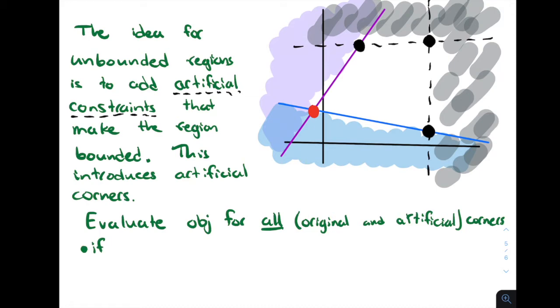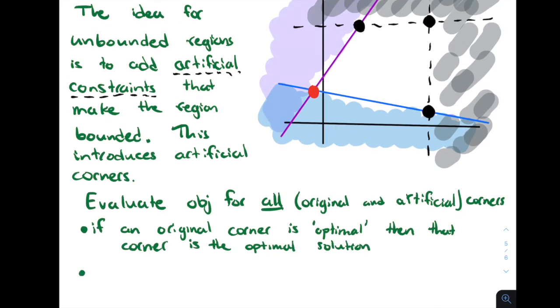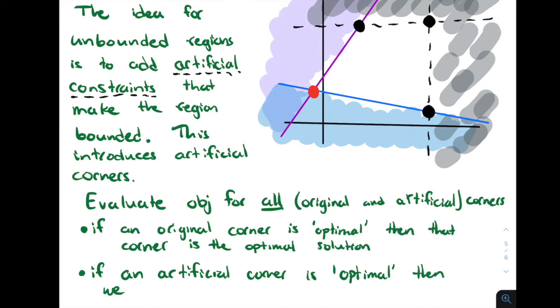After evaluating, if an original corner is optimal, by optimal in terms of the maximum or minimum as specified by the problem, then that corner is the optimal solution. However, if an artificial corner is found to be the largest or the smallest of the evaluated corners, then we say the function is unbounded.